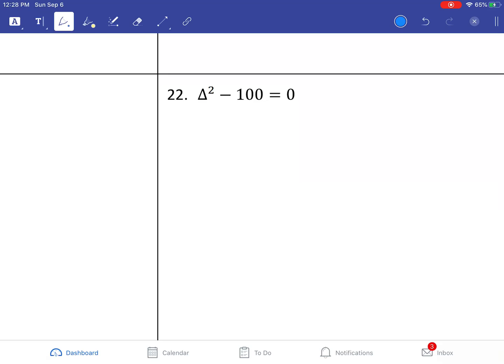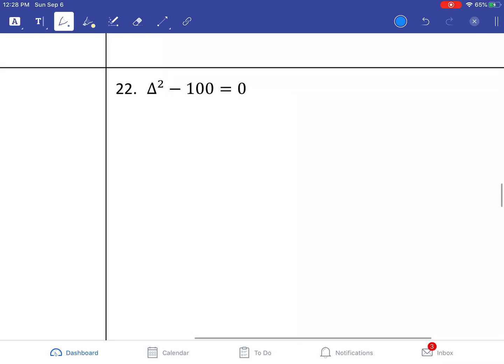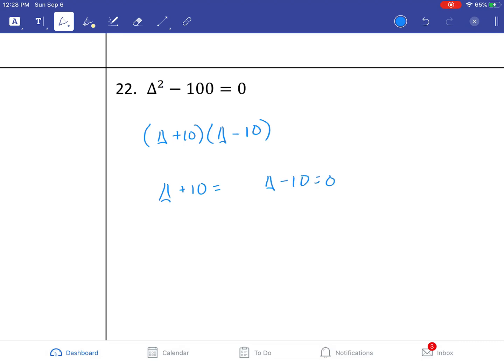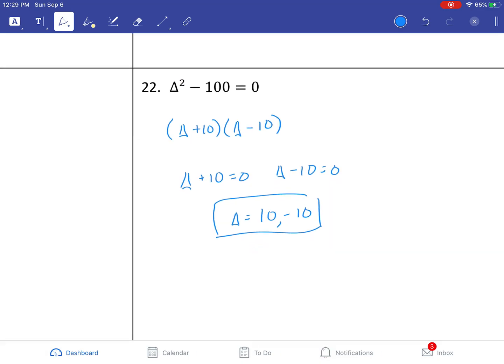Okay, here we go. So there is no greatest common factor, but I know it does do 5 steps to factoring in a sense. You're going to have triangle plus 10, triangle minus 10. You're going to take each set of parentheses, set them both equal to 0, and triangle will equal positive 10 and negative 10. That was a pretty simple one. Well, it should have been.